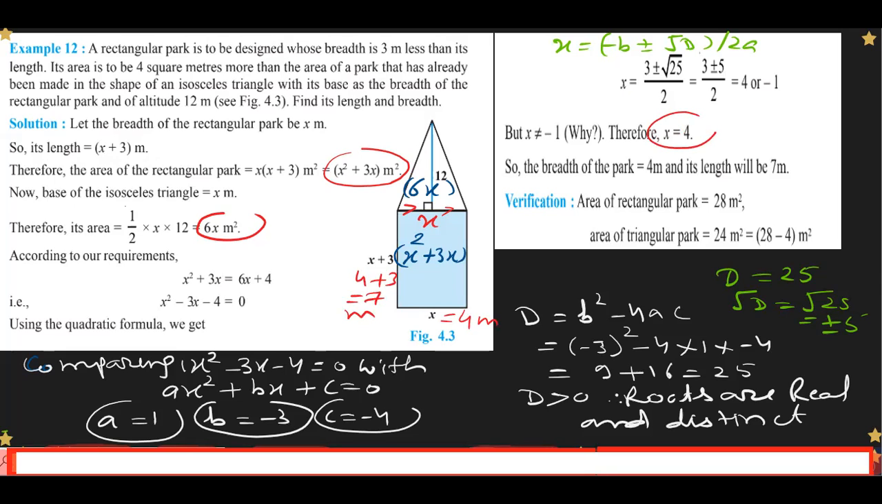And what is the area of the park? That is 7 4s are 28. ये इसका एरिया हो गया पार्क का, because length is 7, breadth is 4, area of rectangle is length into breadth, that is 7 4s are 28. And area of triangular park you can put in this formula, 1/2 into base into altitude. You can put here, that is 6x. It is already given 6x. The value of x we already have determined, that is 4. Put karenge, that is 6 into 4, that is 24 meter square. So area of the park is 28. Area of triangular park with this park is 24 meter square, and that is the answer of this question. That's all for this question.